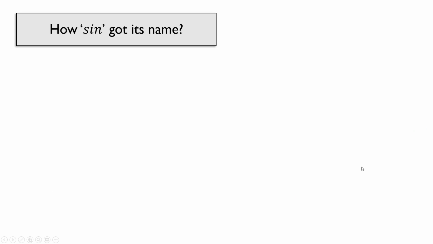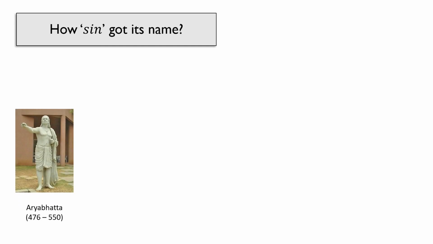Next, the second topic which we will see today is how the trigonometric function sine got its name. The widely accepted but contentious story goes like this. It all started with Indian mathematician and astronomer Aryabhatta. Aryabhatta lived in Patliputra in the state of Bihar, and he lived from 476 to 550 AD. In his book Aryabhatiya, which was completed in 499, he used the term jya to represent a chord. Jya means bowstring in Sanskrit.